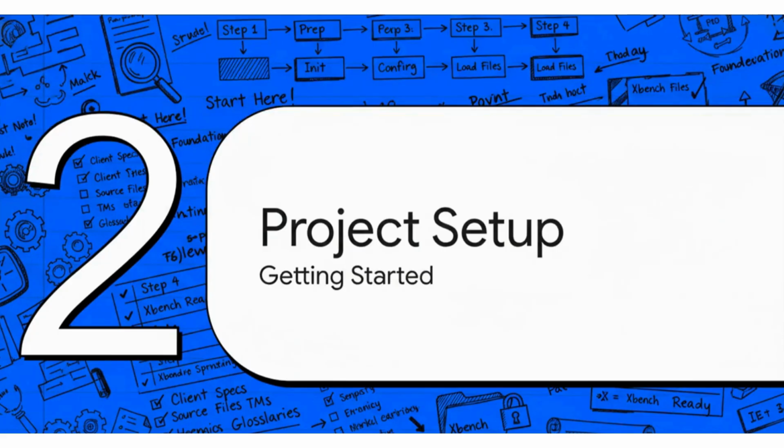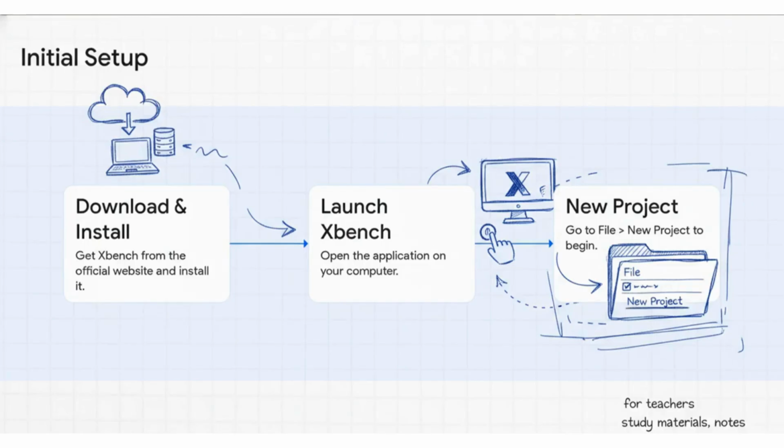All right, let's get our hands dirty and start setting things up. This part is all about building a solid foundation for our QA check, so getting these first steps right is key. The initial setup is really straightforward. First, you'll obviously need to download and install Xbench, which you can get from their official site. Once it's installed and you launch it, the very first thing you're going to do is go up to the File menu and click on New Project.